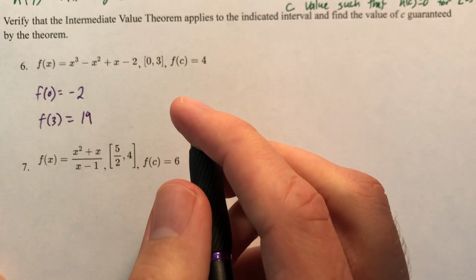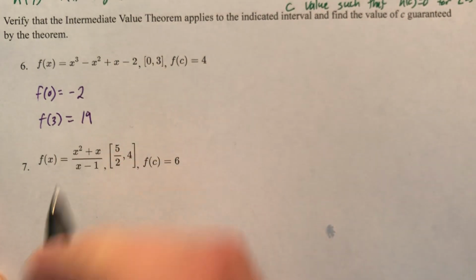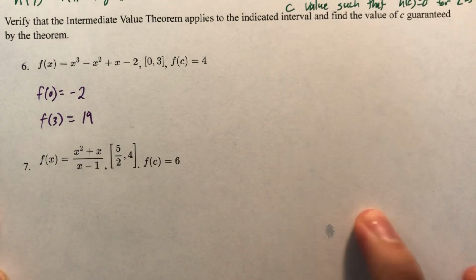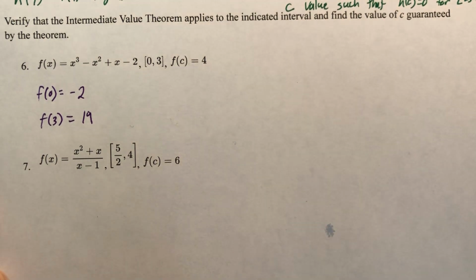And I am looking to see if 4 is between -2 and 19. It is a wet spot on my paper right there. My hands were wet when I started the video. You didn't need to know all that, did you?